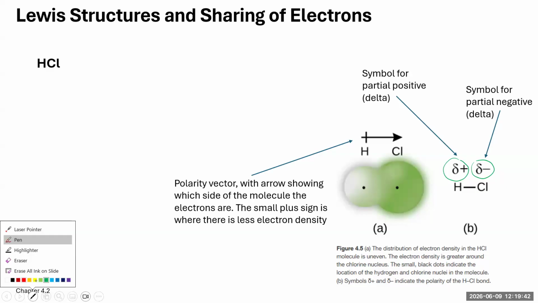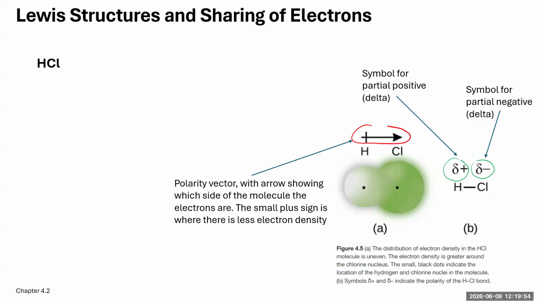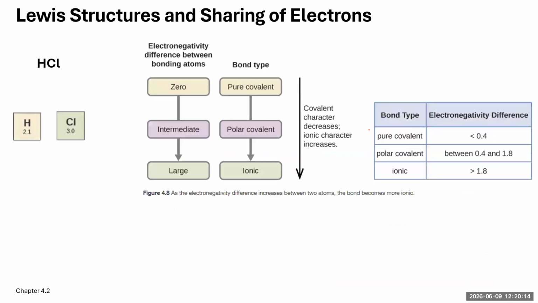That's going to give you the sign that that's where it's kind of partially positive. And again, this is what's called the polarity vector or the dipole moment. And we indicate the positive side by having that little cross there, right? And the arrow is pointing toward the location of higher electron density. All right, so let's practice a few of these.